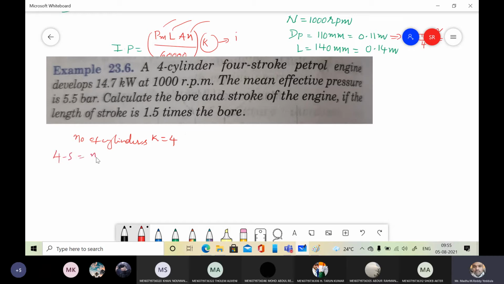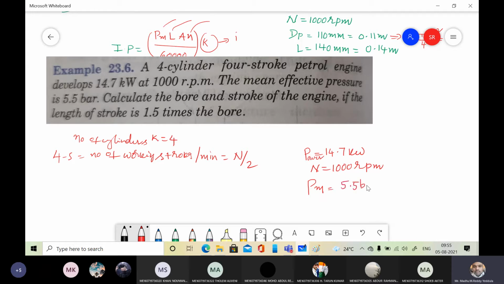For a 4-stroke engine, the number of working strokes per minute is equal to N by 2, and it develops 14.7 kilowatt. Yes or no? Power developed, power is equal to 14.7 kilowatt. And at speed N is equal to 1000 RPM. The mean effective pressure, P mean, is 5.5 bar.